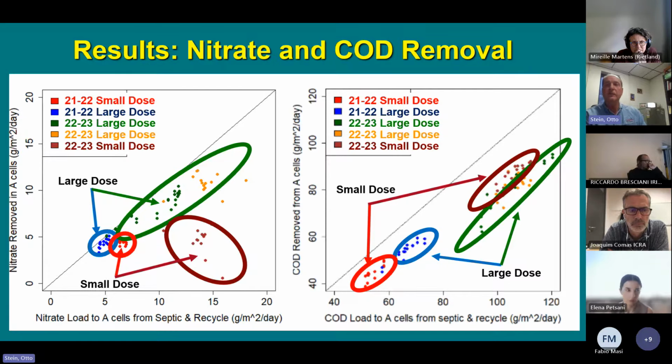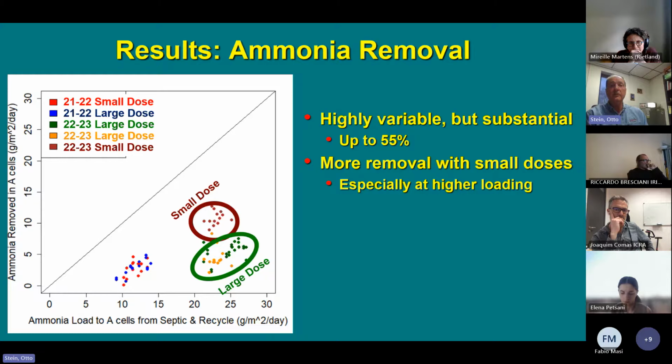So again, we also have ammonia that was coming into this, and it turns out that we did remove some ammonia in that first stage. Presumably that's because we had nitrification in the upper zone associated with that. And so this was highly variable, as you can see here, but sometimes it appeared that we lost 50% of the ammonia in that first stage, and we thought that most of the ammonia would go right through. So especially with smaller doses, we got more ammonia removal, presumably because more water was being held in that upper layer.